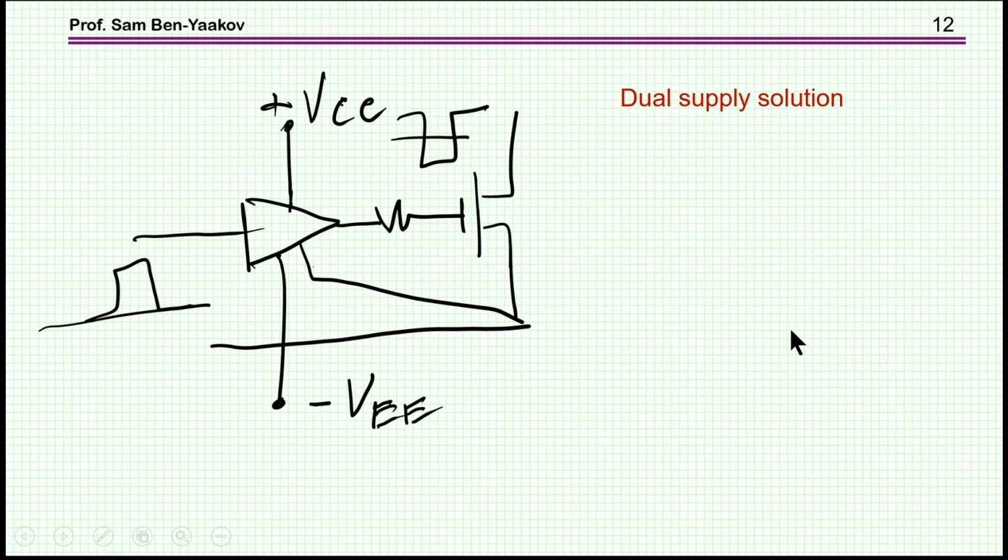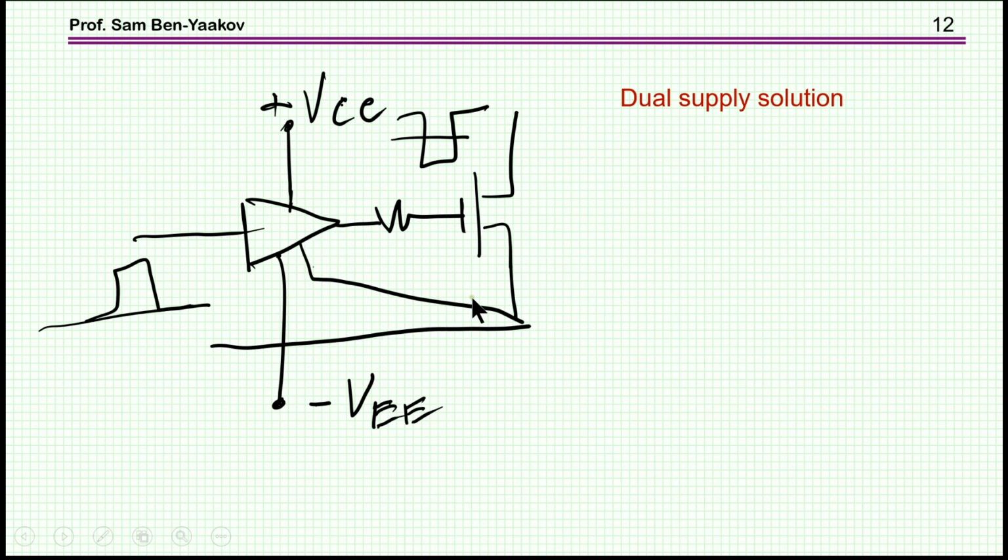Now the obvious way would be to have a driver which has two power supplies, one plus, one minus, and you drive it with a regular 0 to whatever, say 15 volt, and then it generates a bipolar voltage because this output can swing between VCC to minus or to VEE, and therefore you get this bipolar drive. So this is the simplest way, and there are some dedicated drivers for that.